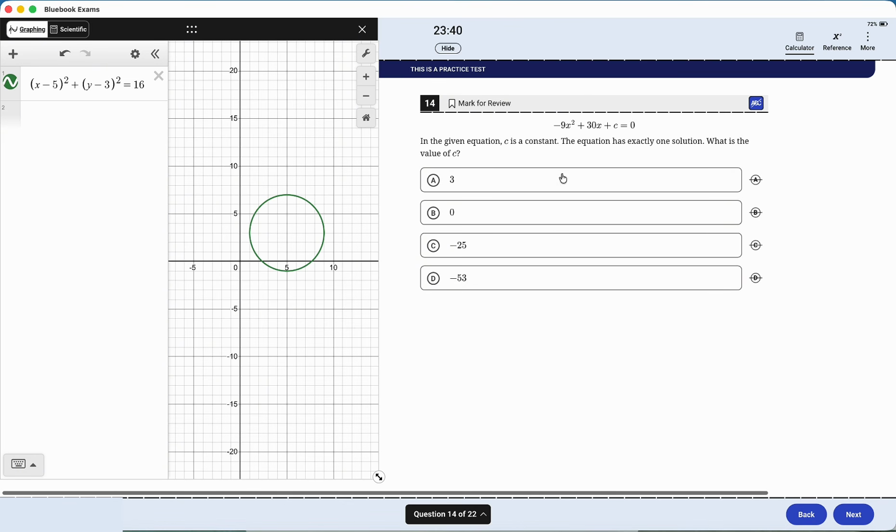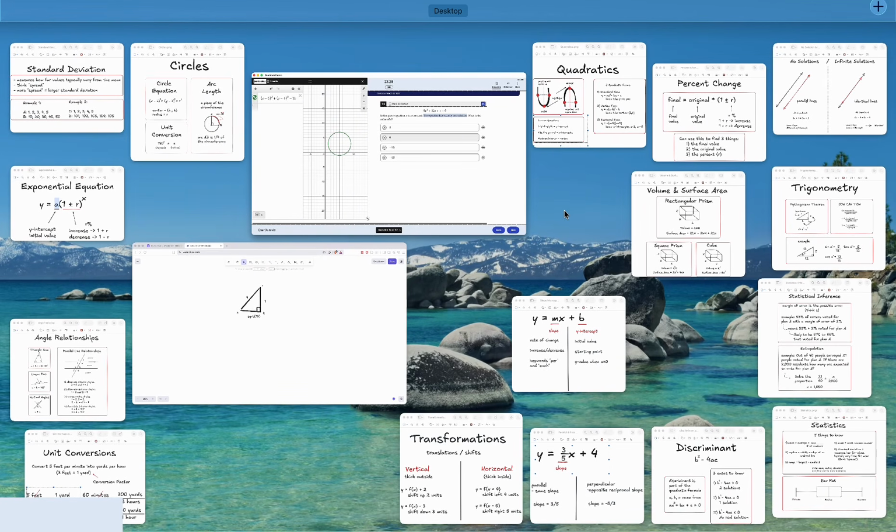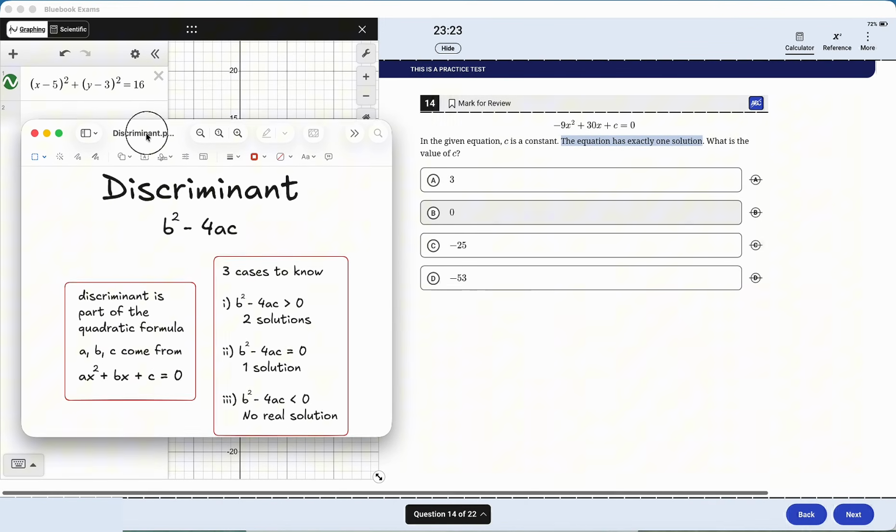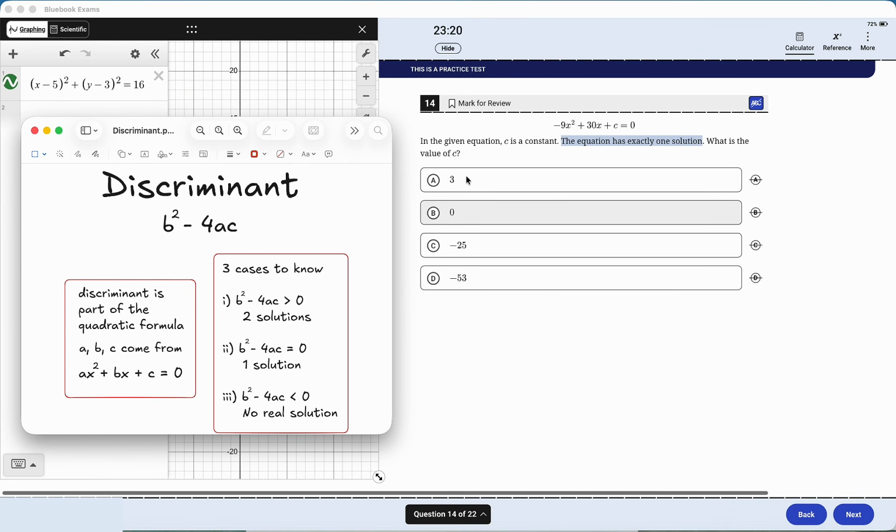Next one, 14. Quadratic equation, right? And we don't know what C is, and they're telling us it has one solution. This is a discriminant question, right? This is something pretty much most tests will have here towards the end of module 2, right? You want to know this, and you want to kind of know your discriminant. Here it is. Here's our picture, right? The discriminant is the part of the quadratic formula that's inside the square root, right? And the SAT loves this question, right? You've got to know these 3 cases, like what the discriminant has to be for 2 solutions, 1 solution, or no solution. And then you just take your A, B, C values, type one of these into Desmos, and you get your answer.